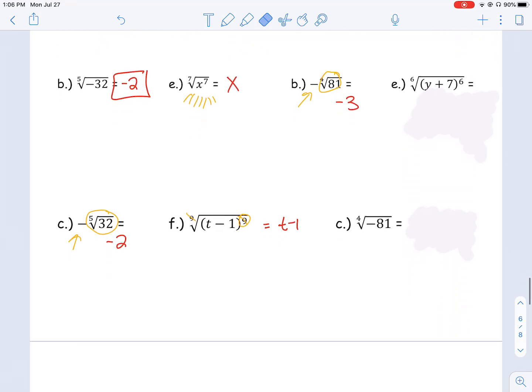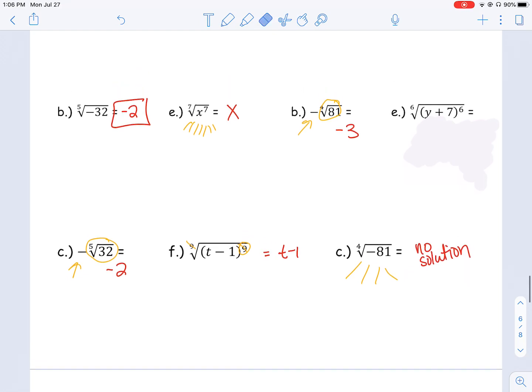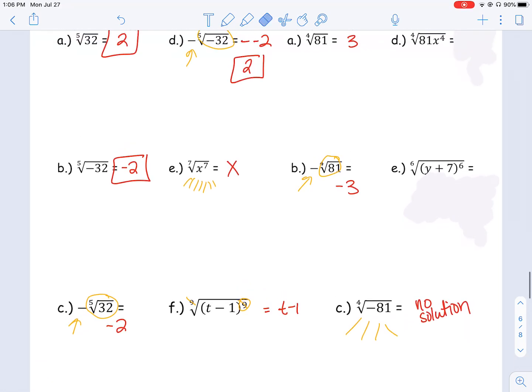And that's okay, as long as the negative isn't underneath our root. Like look at C, the fourth root of negative 81. What number multiplies 4 times to give me a negative 81? Well, that's not possible. I can't take 4 numbers, multiply them together, and ever get a negative number because an even amount of negative numbers is always going to give me a positive number. So in this one, there is no solution because that negative is underneath that even root.